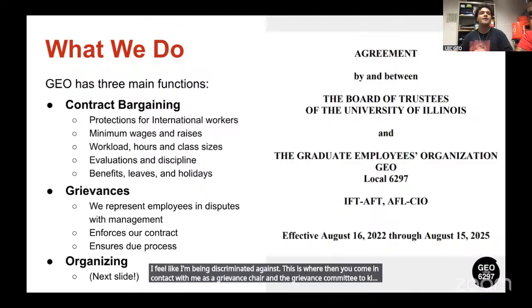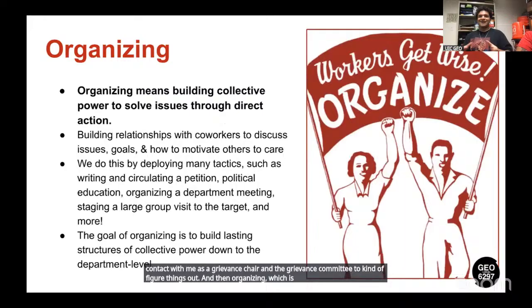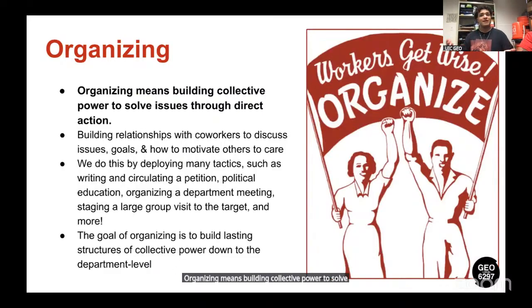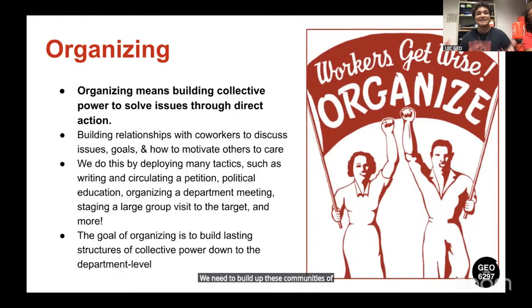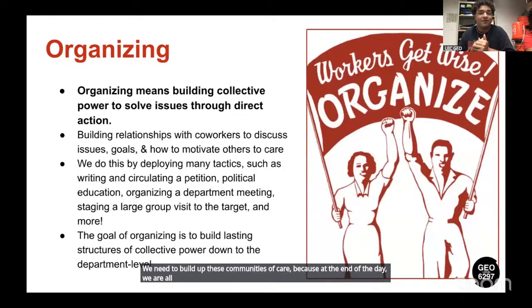And then organizing, which is on its own slide because this is really the main function of this union. Organizing means building collective power to solve issues through direct action, right? I kind of see organizing and sustainable unions as a way of just building relationships, right? And I want to say we work with the good unions, not like a cop. We're not a cop union. We're good people. We're building relationships with our coworkers to discuss issues, goals, and how to motivate others to care. We need to build up these communities of care because at the end of the day, we are all that we have together, and that's why we need this community, especially now during a bargaining year.